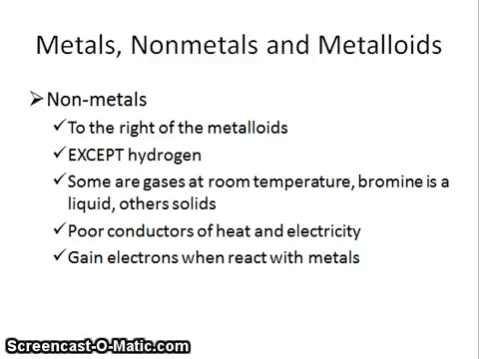Nonmetals are found to the right of the metals, but also include hydrogen. Many are gases at room temperature, a few are solids, and one, bromine, is a liquid. They are poor conductors of heat and electricity and form negative ions when they react with metals.